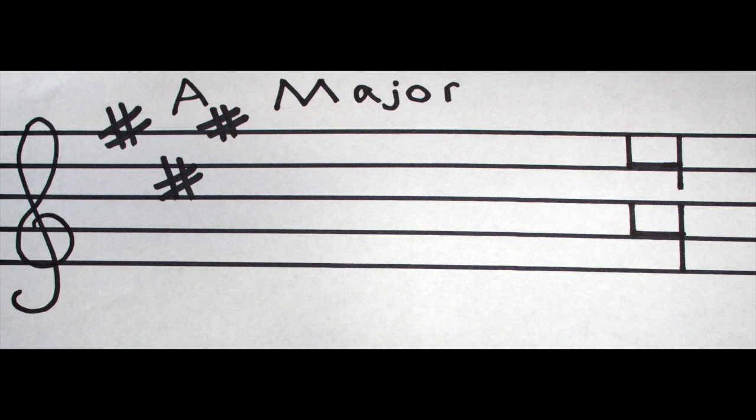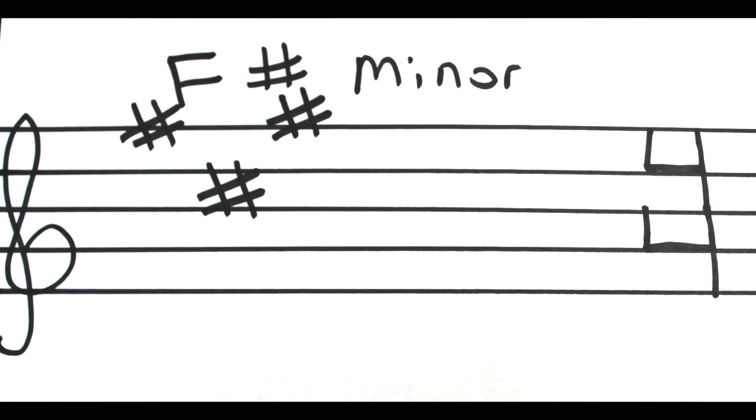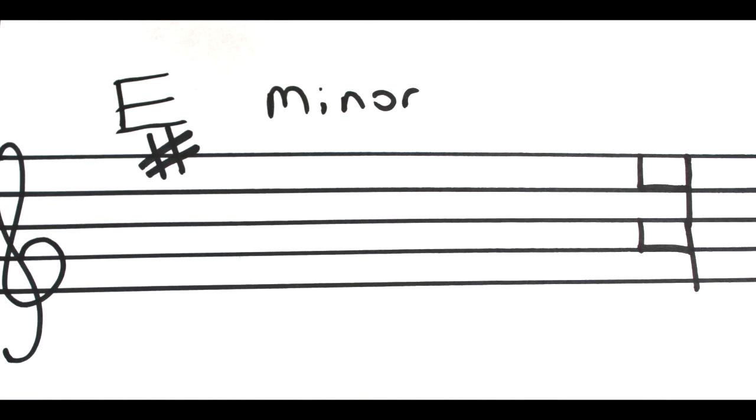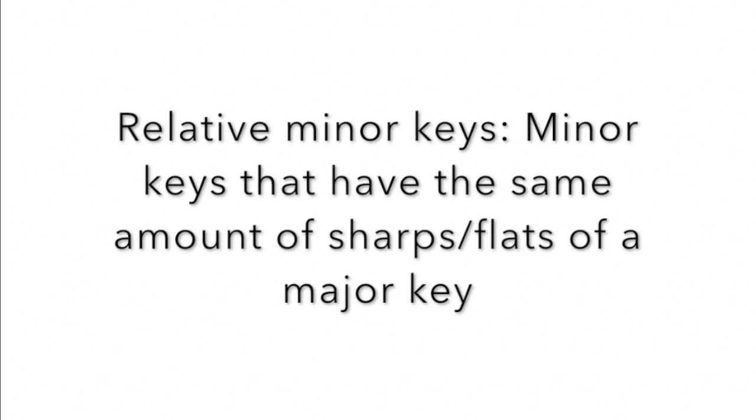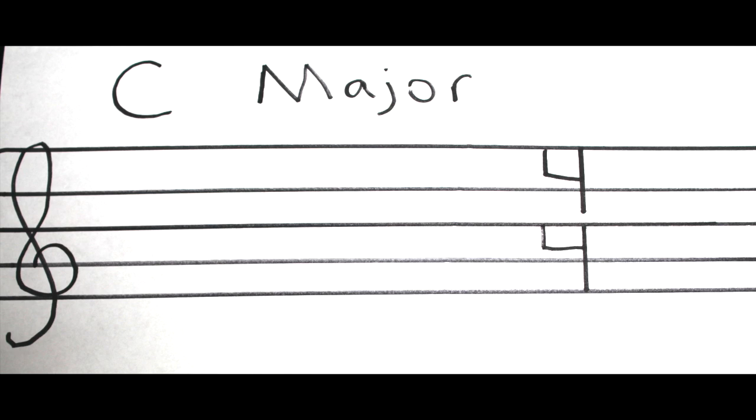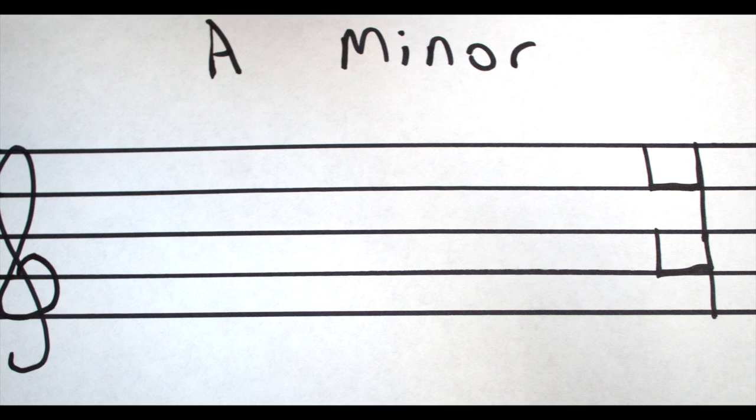You have probably already seen something odd about these key signatures. If I put all the minor key signatures side by side to the major key signatures, they look exactly the same. The reason for this is that every major key has what is called a relative minor key. A relative minor key means that the minor keys have the same key signature, or the same amount of sharps and flats. Even C major has a relative minor called A minor, which is a minor key that has no sharps or flats.